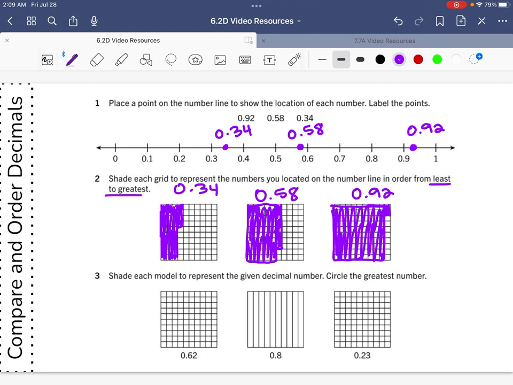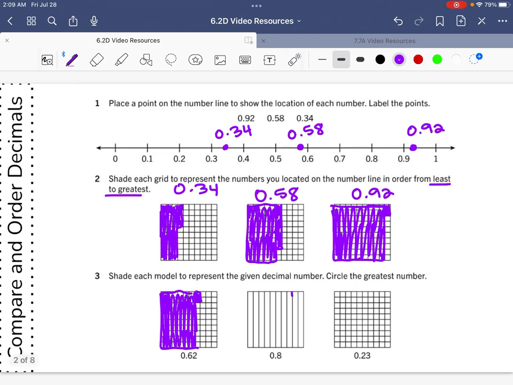So now when I look at number 3, I want to shade each model to represent each given decimal number, and then we're going to circle the greatest number. So the first decimal is 62 hundredths. So when I shade that, that is 6 rods and 2 units.